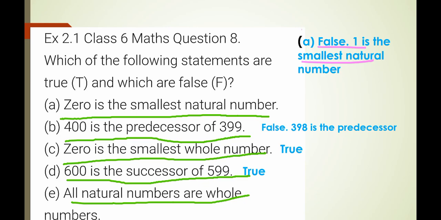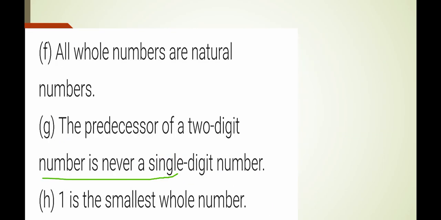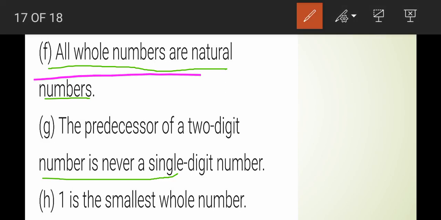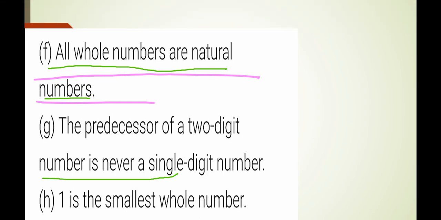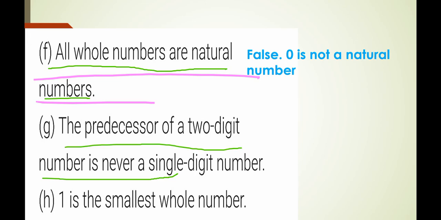All natural numbers are whole numbers. I told in the beginning itself, all natural numbers are whole numbers. So the statement is true. We'll go on to the next. All whole numbers are natural numbers. So, is it true? False. Why is it false? Because I told you in the beginning, 0 is not a natural number. So, we cannot say that all whole numbers are natural numbers.